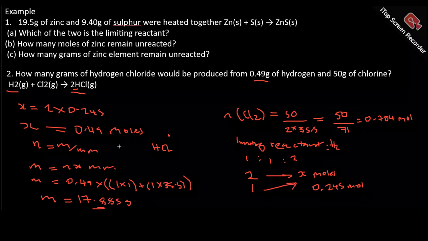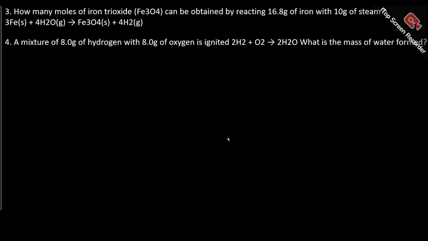Let's try another example. So this is the next example that we have. Question 3. How many moles of iron trioxide can be produced by reacting 16.8 grams of iron with 10 grams of steam, that is H2O, in form of a gas? So we've been given the equation and it's already balanced. These questions, you'll be given equations and they are already balanced. So just answer. Okay, what are we supposed to do here?